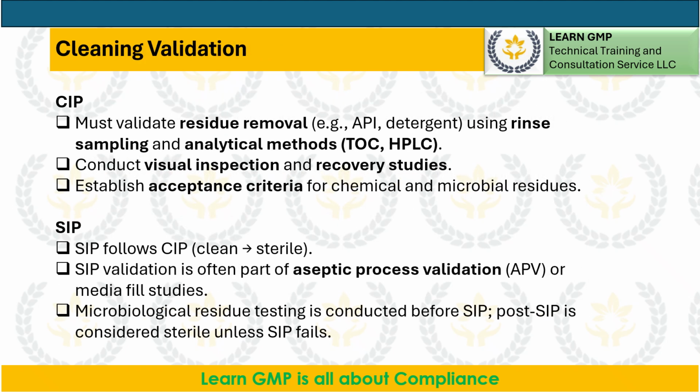In Cleaning Validation, CIP must validate residue removal, for example, API and detergent, using rinse sampling and analytical methods, TOC and HPLC. Conduct visual inspection and recovery studies. Establish acceptance criteria for chemical and microbial residues. And SIP follows CIP: Clean, then Sterile.